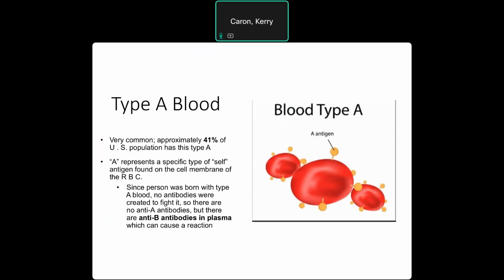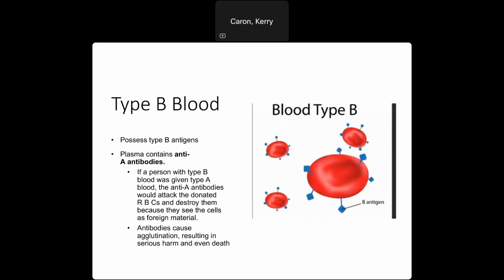They have in the plasma anti-B. Type B has B antigens on the surface, and in their plasma, they have anti-A.